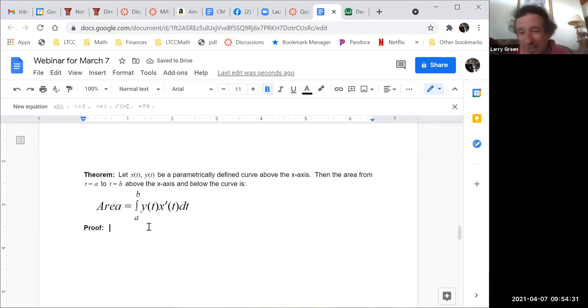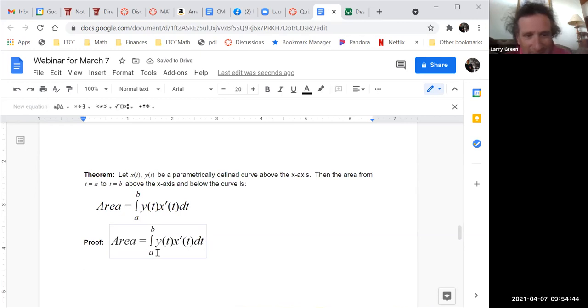So what I'm going to do is the following. We know just from regular calculus, hopefully you still know, that the area is equal to the integral from a to b, I'm just going to call it a to b for now, of y of x dx.